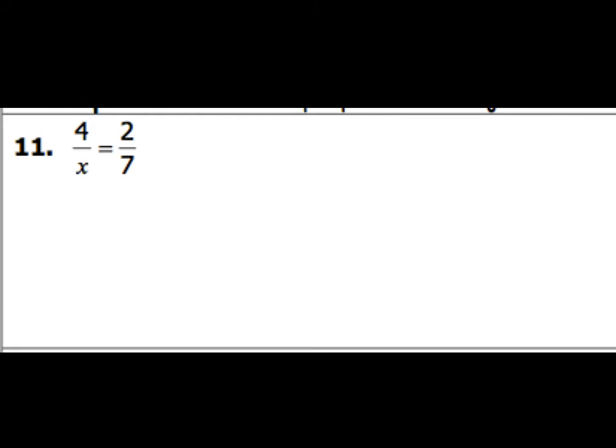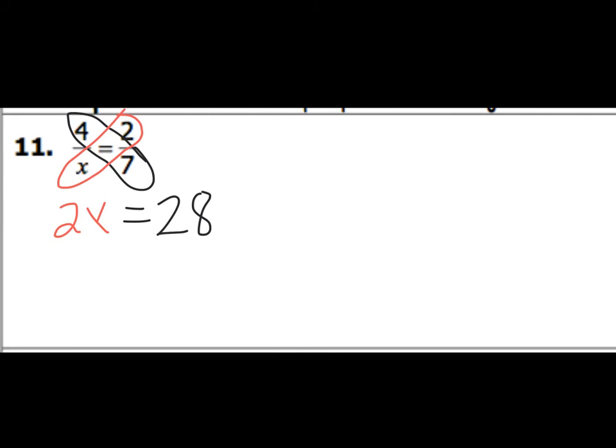Here's number 11. What we want to do is cross multiply, cross product. So 7 times 4 is 28, and 2 times x is 2x. When we solve this, we divide by 2 and we find out that x is equal to 14. And that's how we solve for x.